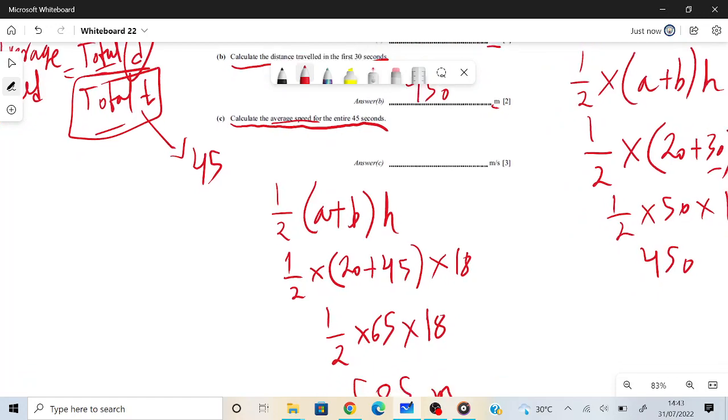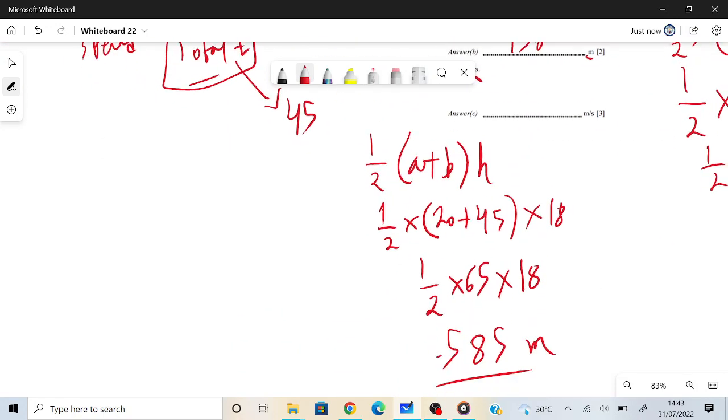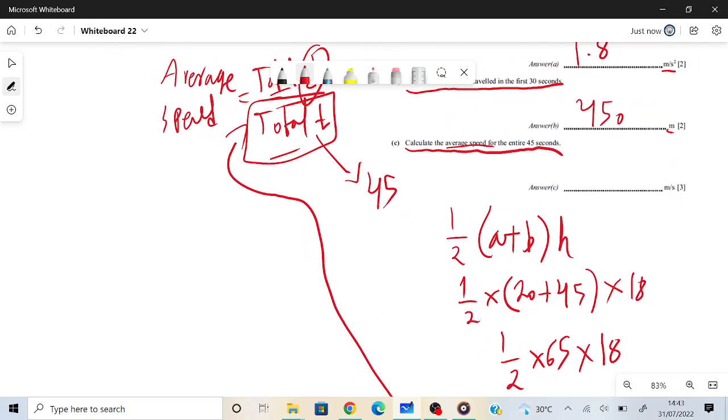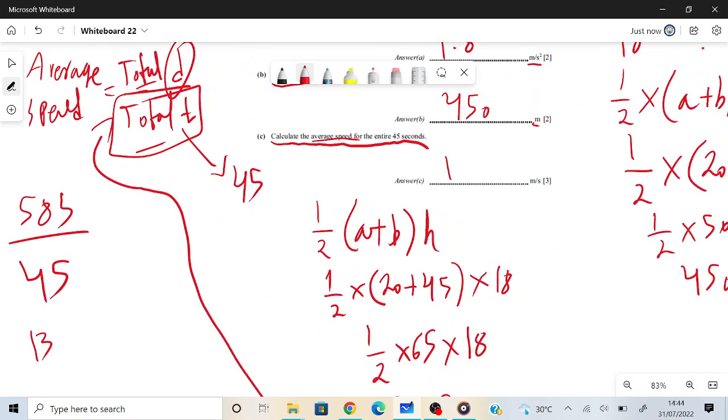So now that we have our total distance, that's 585, what we have to do is put it back into this formula over here. All this simply does is, we now know that average speed is nothing but 585 divided by 45. And 585 divided by 45 is 13. So the answer is 13 meters per second.